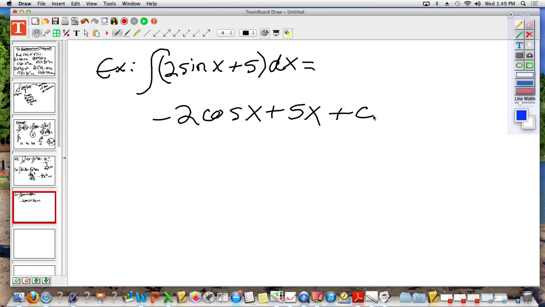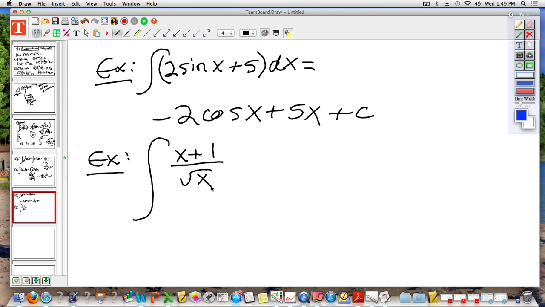Oh, wow, I like that one. Oh, I thought she was just really... Alright, here we go. This is a little bit harder one. The integral of x plus 1 over the square root of x dx.